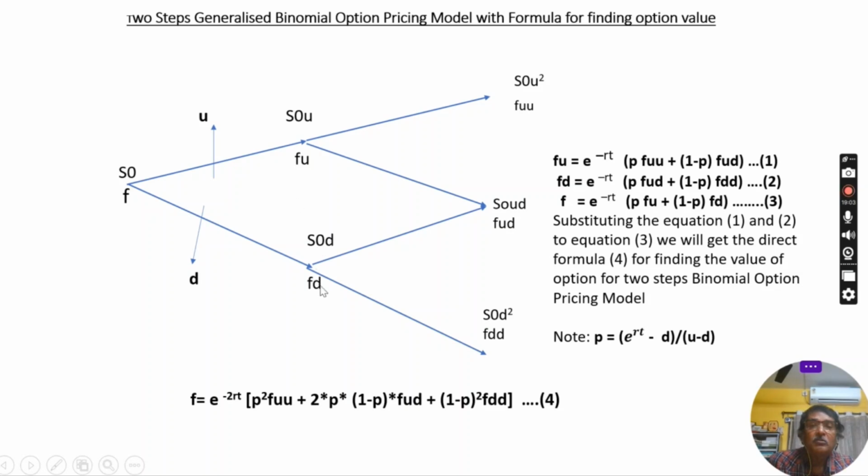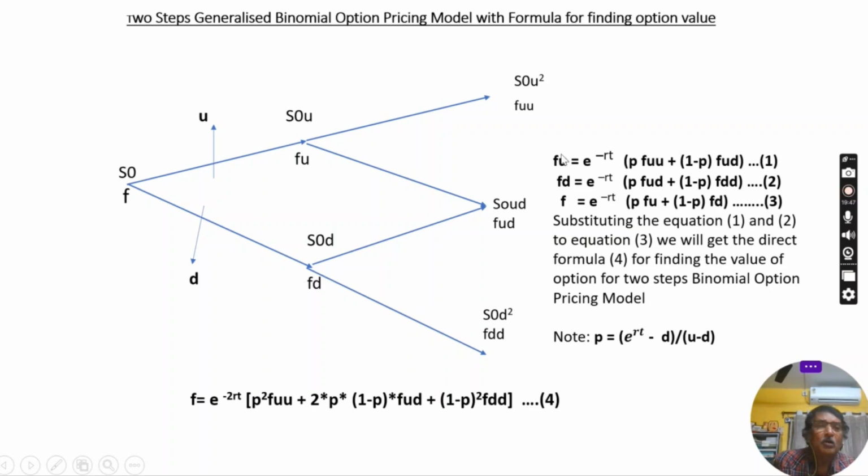Now FD, how will we find out the down value? For that, this is the formula: e to the power minus RT, FUD, FUD is the up-down call option value, plus 1 minus P FDD. This is the down price. In this way you can find out the FU, the call option value at its upper point, and the call option value at the lower point. This is the general formula. If you put the formula of FU and FD into this F, this is the F for the general formula. F is equal to e to the minus RT into P F of U plus 1 minus P F of D.